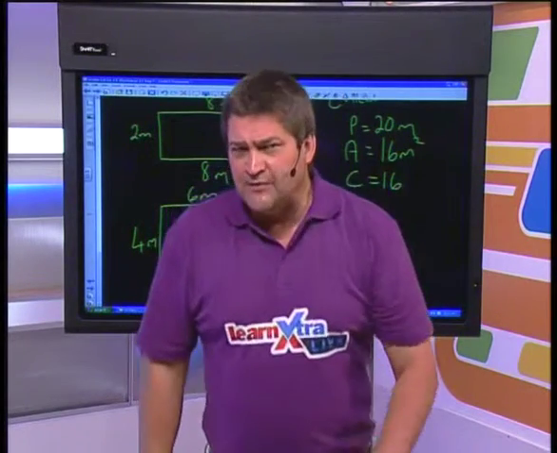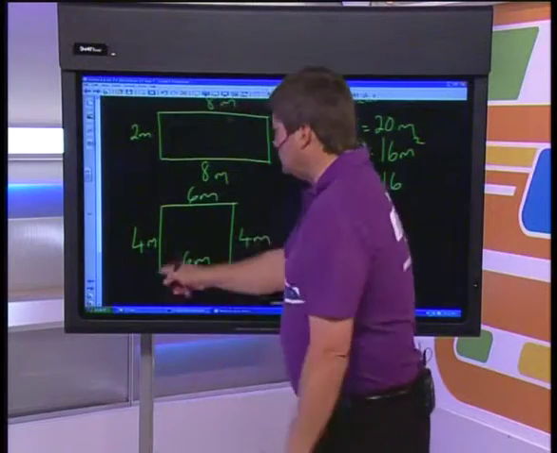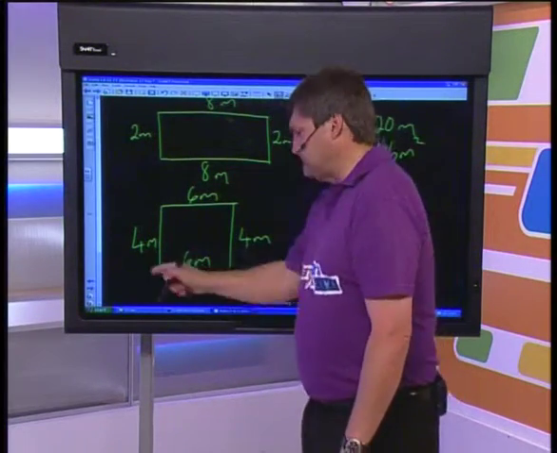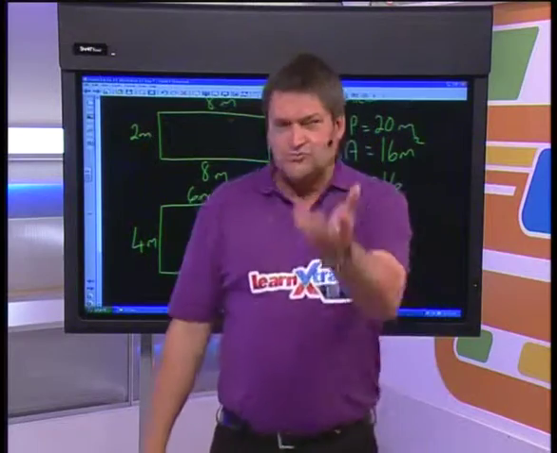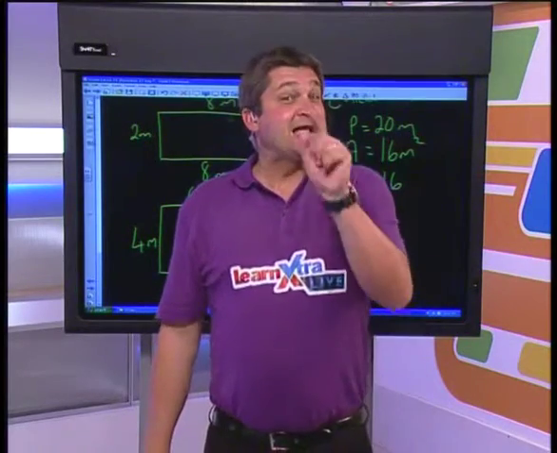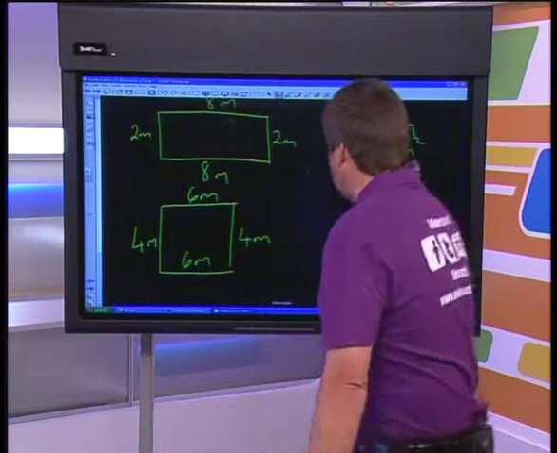Do I still have 20 meters of fencing? Yes, dear, you do. 4 plus 6 is 10, plus 4 is 14, plus 6 is 20. You got 20 meters. Can I get more chickens if I do it this way? Well, let's have a look.